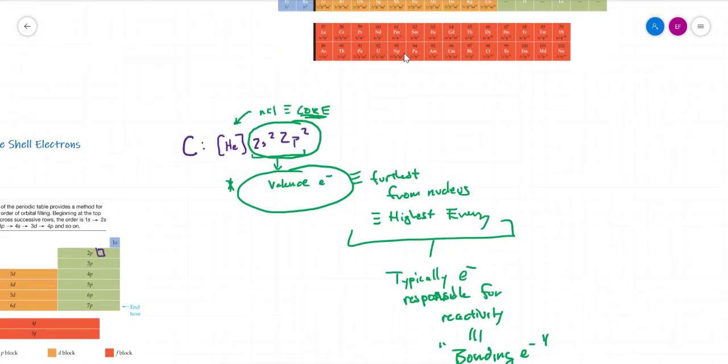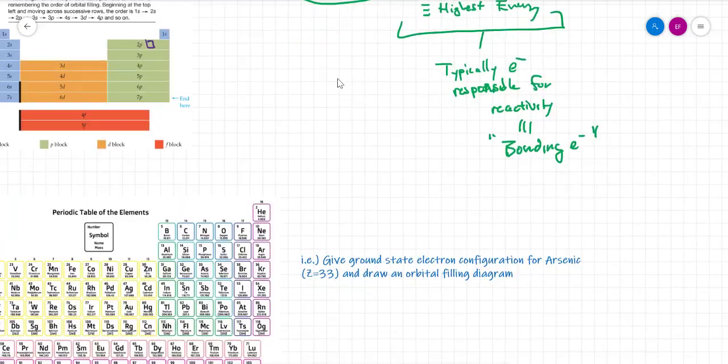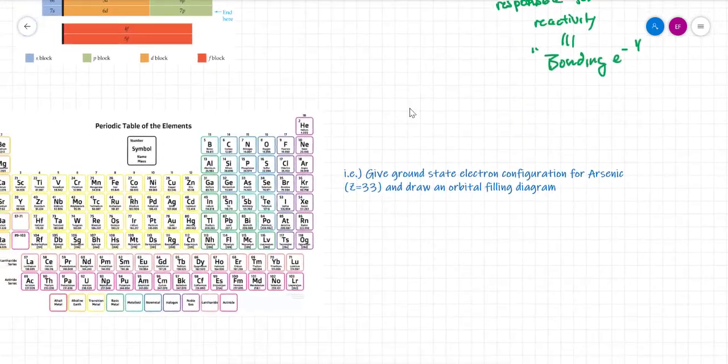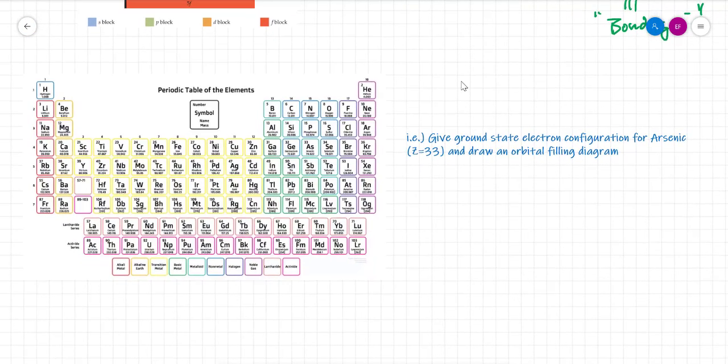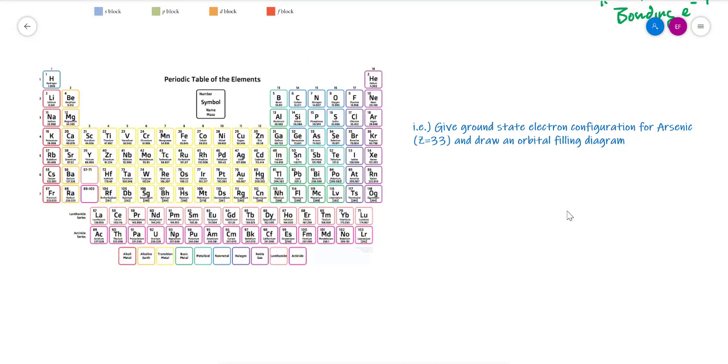All right, so let's do a couple quick examples just to round out this discussion of electron configuration. So what I've got here is this example that states: give the ground state electron configuration for arsenic, which has an atomic number of 33, and draw also the corresponding orbital filling diagram. So a couple things to note.